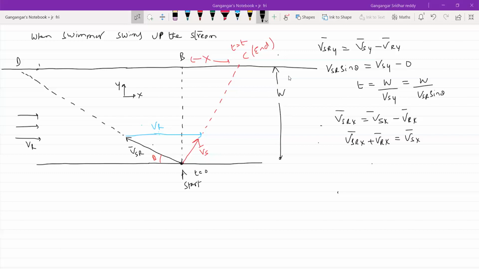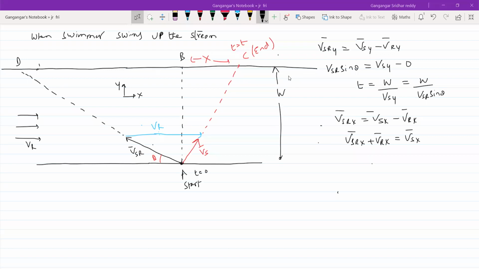VS is the velocity of the swimmer with respect to ground. VSR is the velocity of the swimmer with respect to river. I think by this time you know relative velocity: VAB bar, VA bar are absolute. This is absolute velocity. This is relative velocity, the velocity of swimmer with respect to river. VS is the velocity of swimmer with respect to ground.